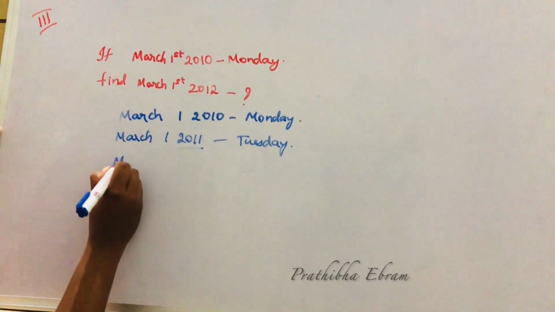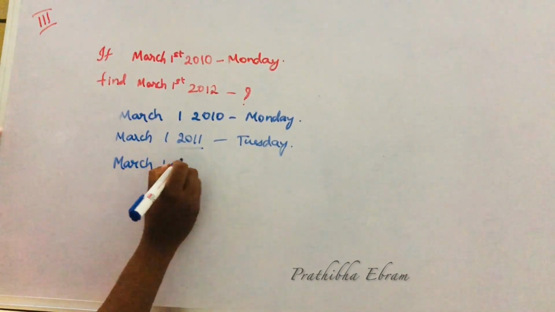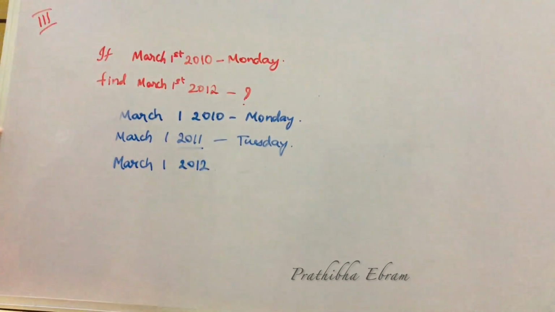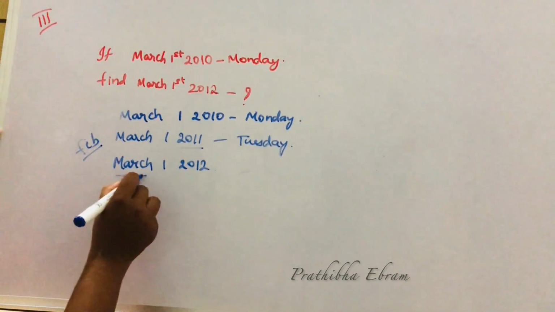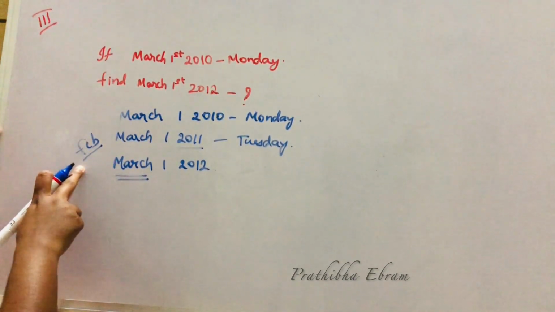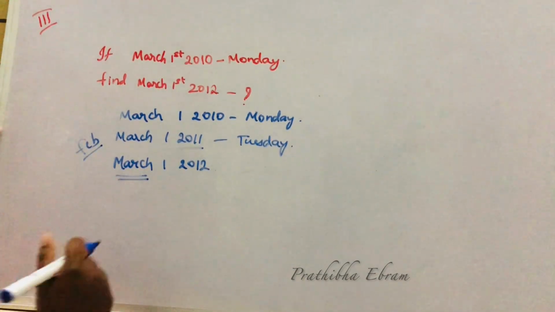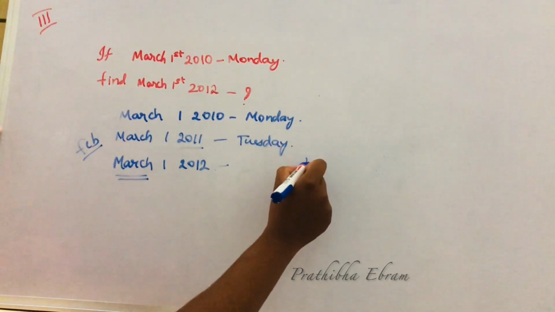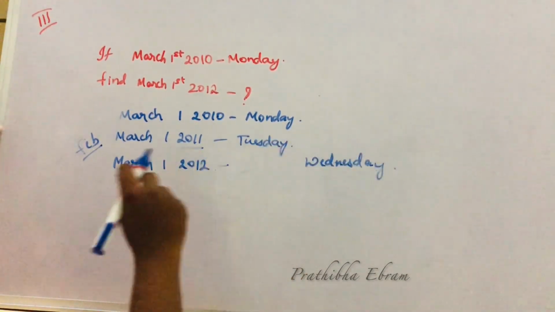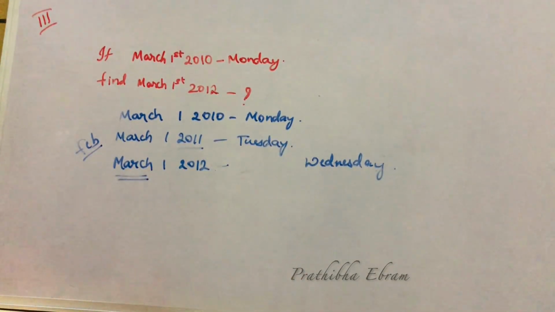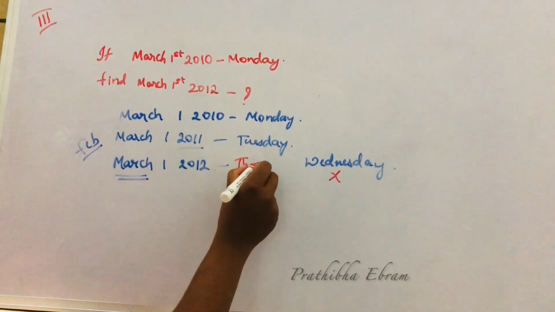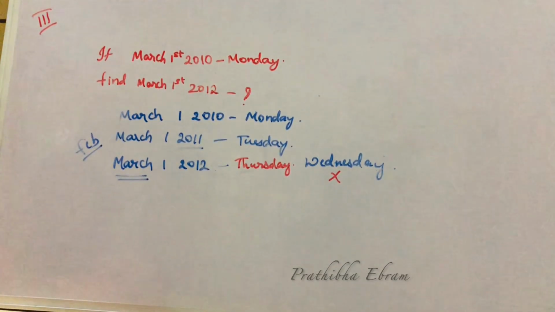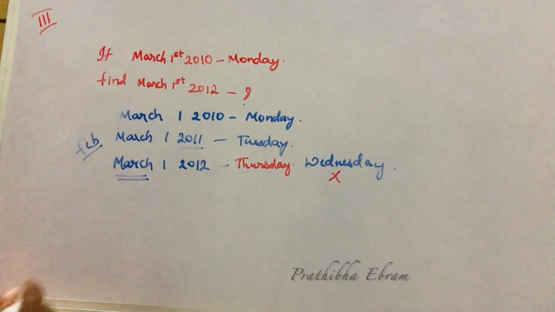Now, March 1st, 2012. Okay, this is a leap year. So if it is a leap year, the extra day gets added to the month of Feb. But we are in the month of March, so the extra day got added by now. Now, actually the next day should be Wednesday, right? But as an extra day got added to the month of February, this Wednesday gets skipped and here comes Thursday. Therefore, March 1st, 2012 is Thursday.